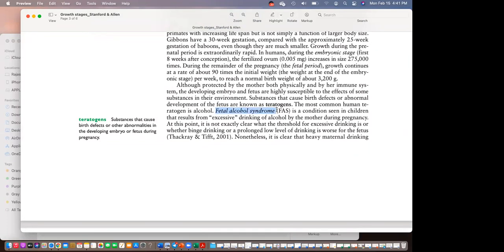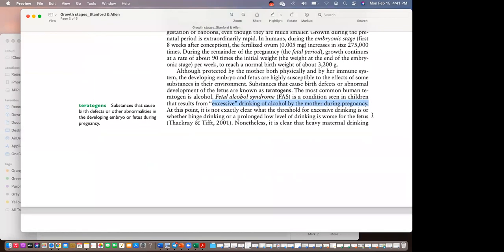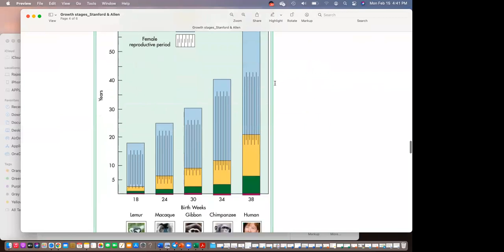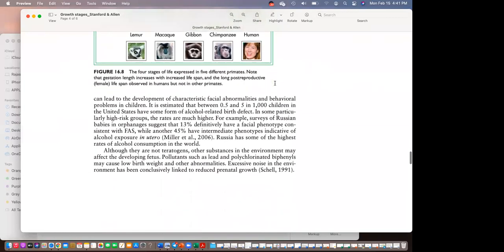Fetal alcohol syndrome is a condition seen in children that results from excessive drinking of alcohol by the mother during pregnancy. So this shows how certain environmental factors affect growth. We talked about smoking as well as alcohol. You can give an example of this disease, fetal alcohol syndrome; you can pick that from here. Mention that in the factors, especially when we discuss alcohol.